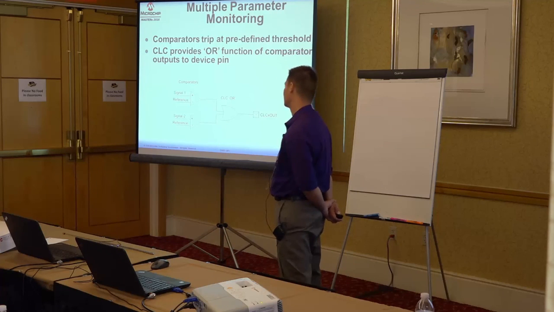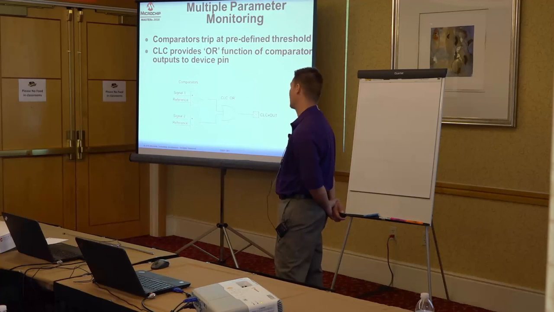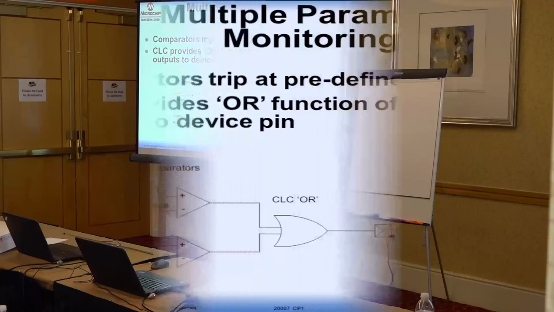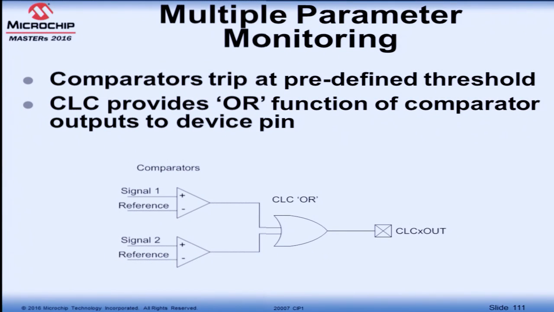So here we have our simple block diagram, and we have our signals compared to some analog reference so you can set your threshold. The CLC is just going to OR those two outputs from the comparators together, and that can go out to a pin. You could also use it to trigger an interrupt, or send it to some other peripheral to trigger an A to D or whatever you want to do.